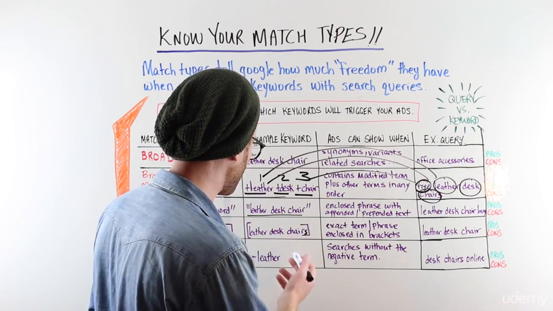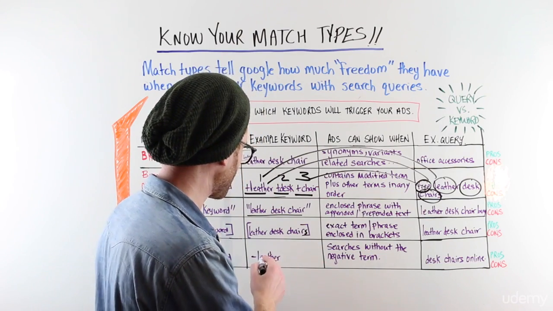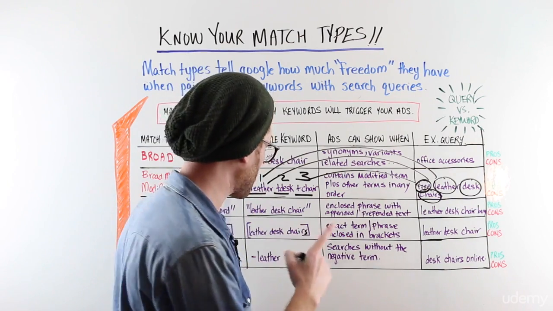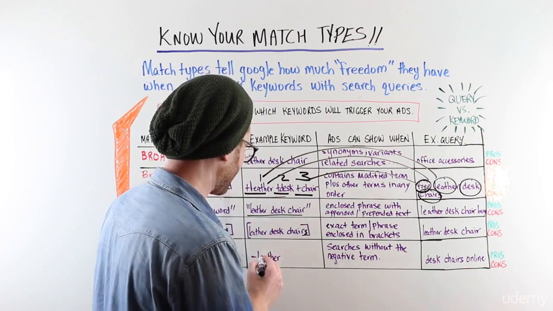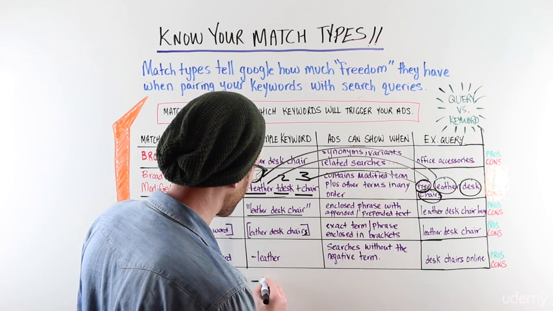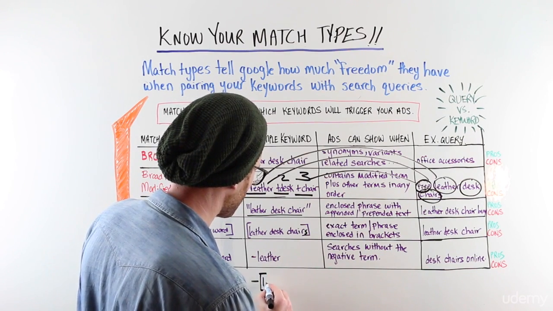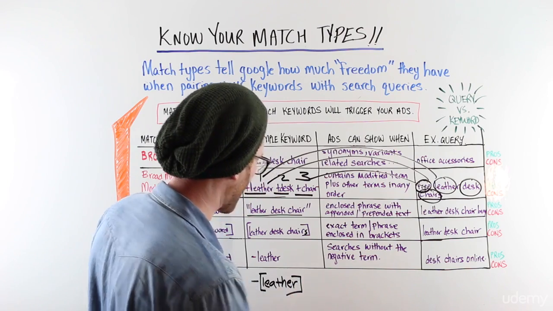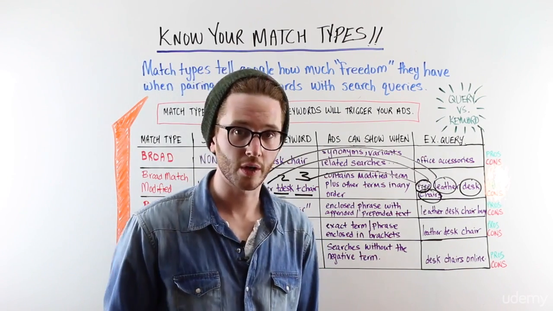Now, let's say I created a keyword that was negative leather, and we're going to talk more about this later. This is going to get a little bit confusing, perhaps. Let's say I write this, negative bracket leather. So I made an exact match negative keyword.